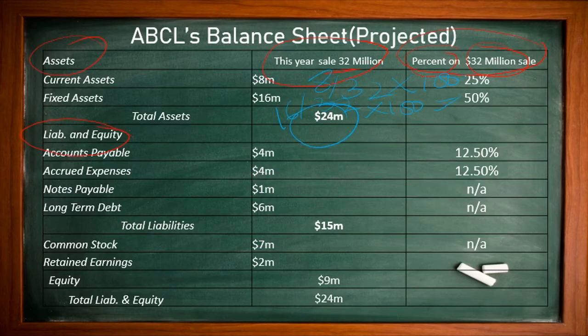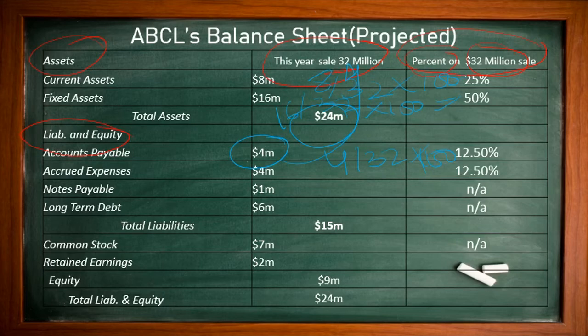Now same as we come to liability and equity. Accounts payable is mentioned as 4 million out of 32 million of sale. So once we identify the percentage ratio, we get to know that 4 million divided by 32 million multiplied by 100 becomes 12.5%. Same we can use for the accrued expenses, and we will get 12.5% of percentage on sale.